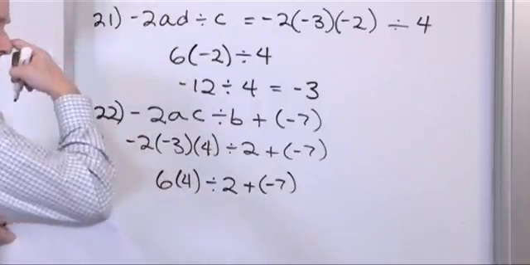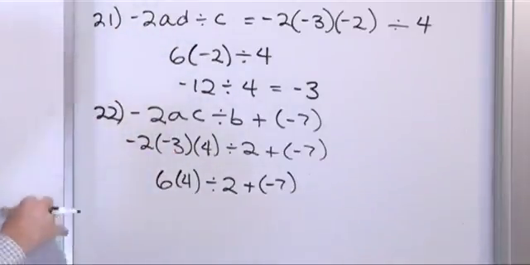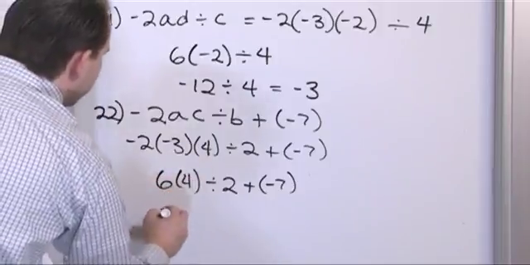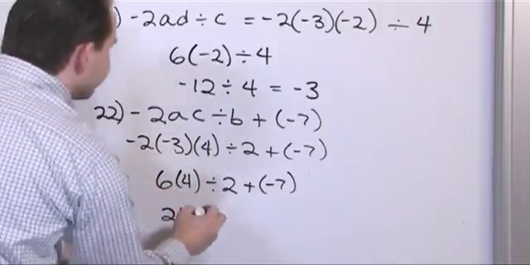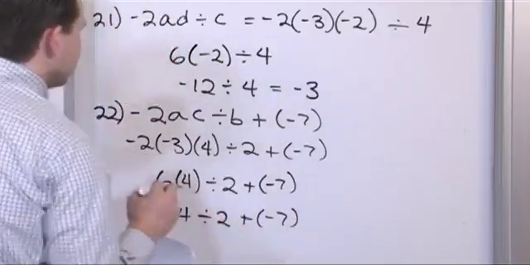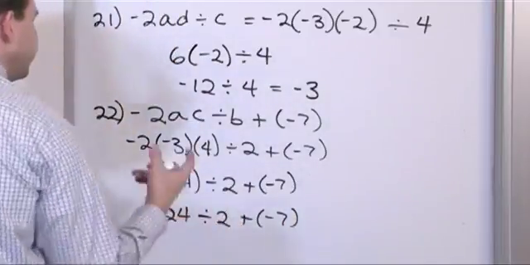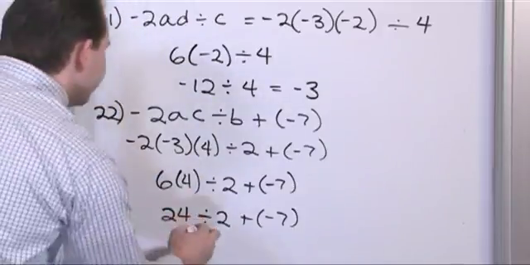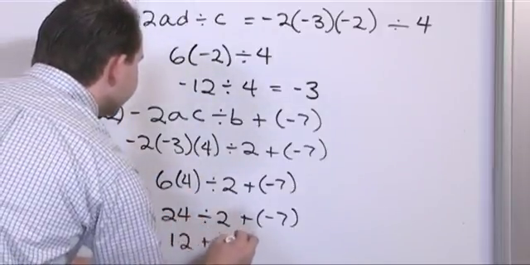So we're going to carry that down. All we've done is the multiplication. Now, 6 times 4 gives us 24, and it's going to be positive. So we're going to write it down like that. We're going to divide by the 2, and we're going to add the negative 7. Now, 24 divided by 2 gives us 12, positive 12, because these signs are the same. And we still have to add the negative 7.